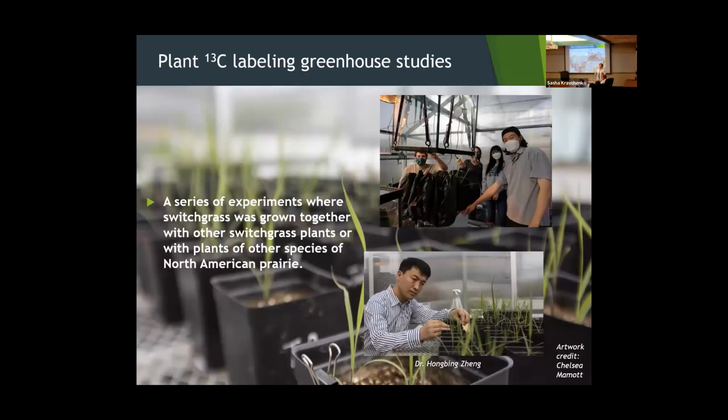So what we did is two big greenhouses and a few small studies where we grew switchgrass with neighbors. And we used 13C labeling to track the 13C that would be originating from one of the plants, like switchgrass, and then we would see where that 13C goes to different plants. One of those studies was led by Dr. Zhang, who was a visiting scholar in our lab at the time.